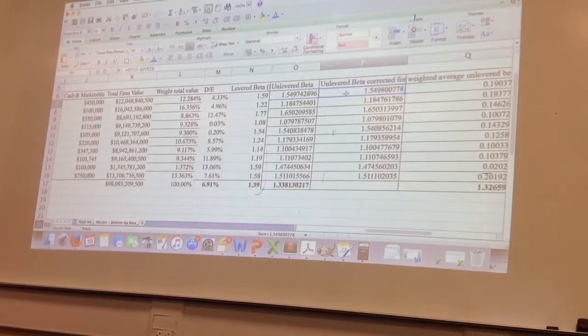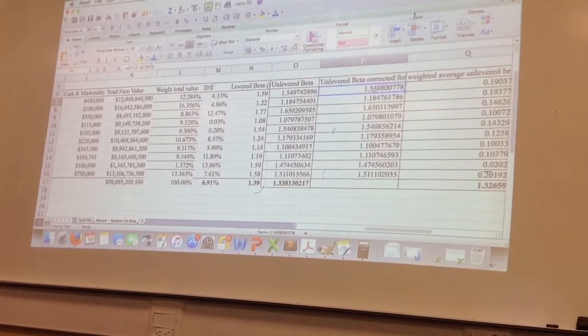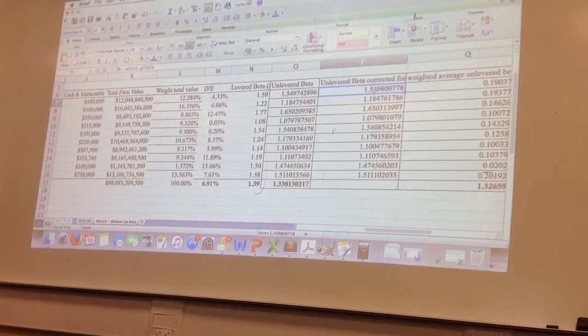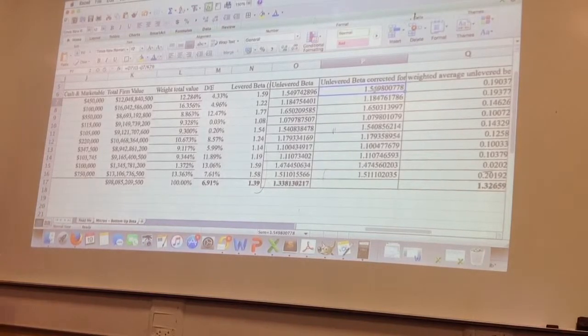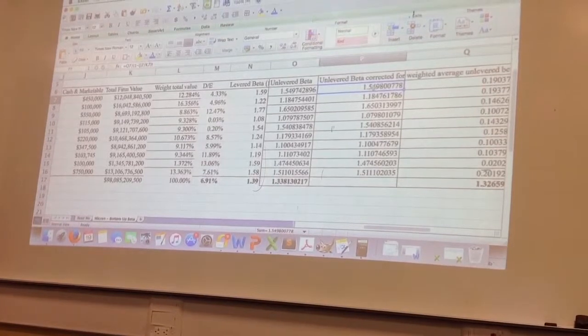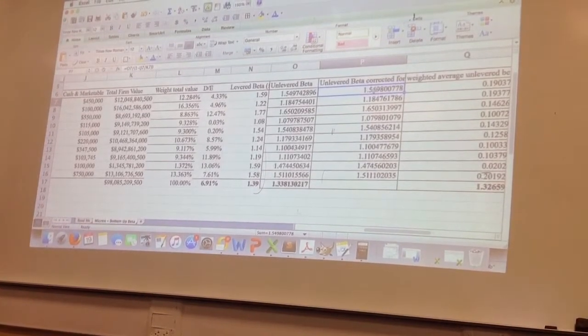doing in the next column, in column P, and that's why I have the cash and marketable securities here, is I'm computing the unlevered beta corrected for cash. Because what is the beta for cash? What should the beta be for cash? How much risk does cash carry? If you have cash in your pocket, 0, right? So if the firm has cash, it lowers its beta. Get it? If the firm has cash, it lowers its beta.